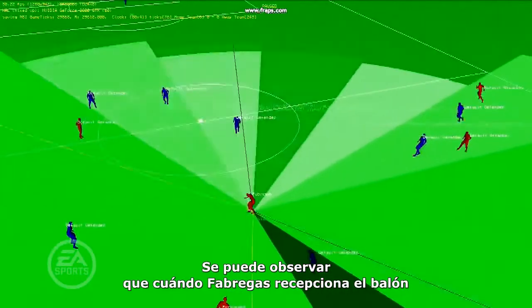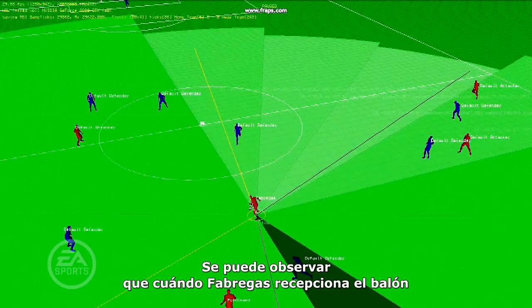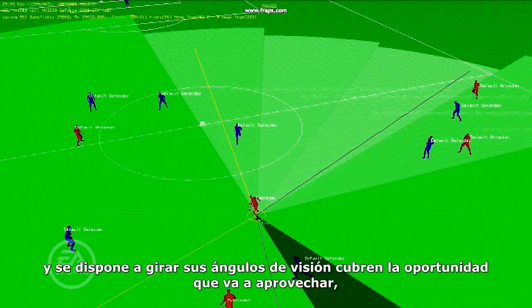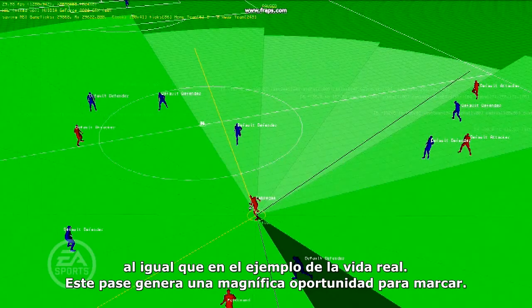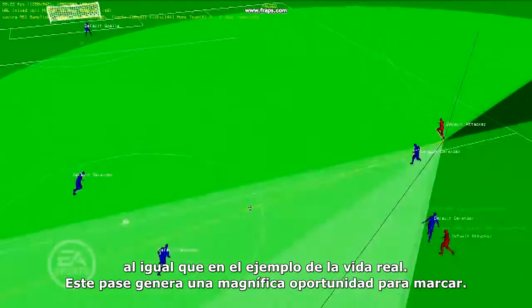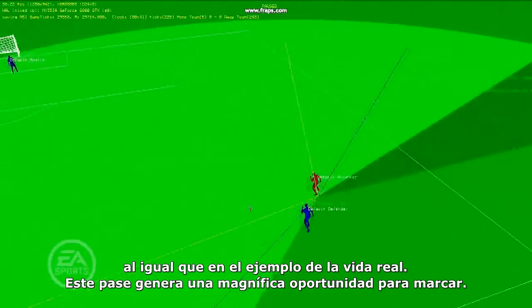So you can see when Fabregas gets it and he's turning around, his wedges now already cover the opportunity that he's actually going to capitalize on, and that he actually did in the real life example. And this pass then creates this amazing opportunity to score.